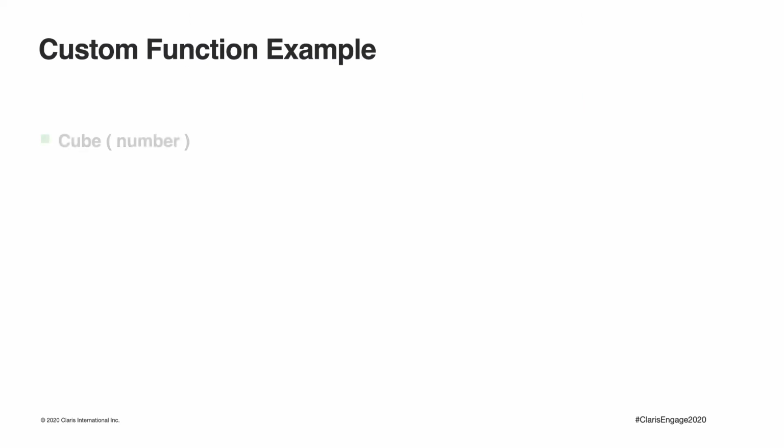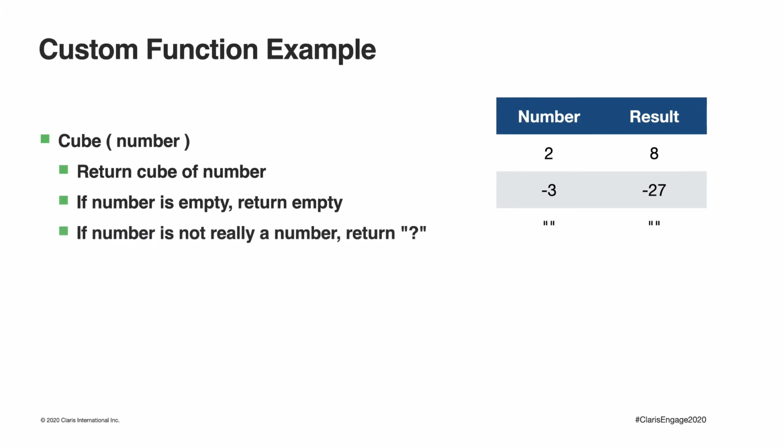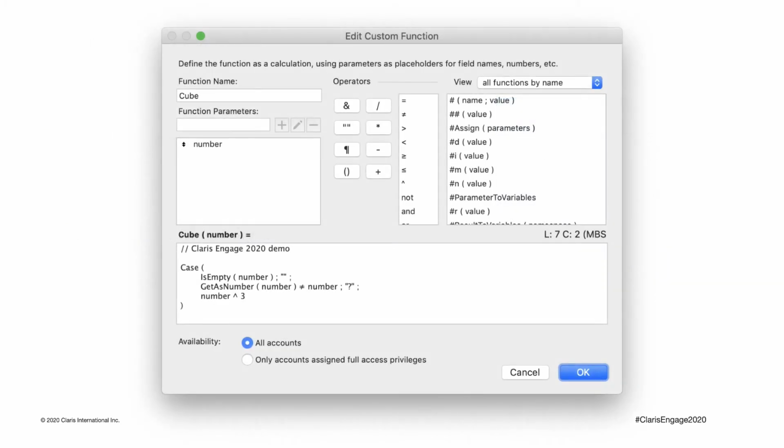We can see an example of this by taking a look at a FileMaker custom function. Suppose we have a custom function that returns the cube of a number. If we pass in the number 2, we would expect to get back 8. If we pass in -3, we expect to get back -27. And we'll define our edge cases like this. If a number is empty, return empty. And if a number is not really a number, return a question mark. We can write our custom function like this.